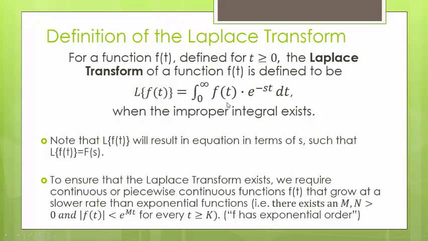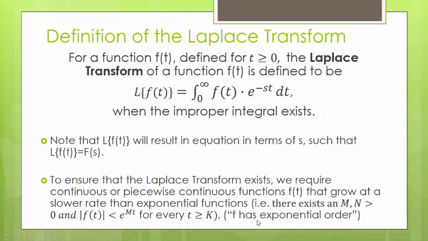And so what I'm talking about down here, the restrictions on f of t, I must have an f of t so that I still have a decay factor here that's helping this integral converge. And so we say that f must have exponential order, and what we mean by that is it must grow at a slower rate than exponential functions. And so we don't want that canceling out.